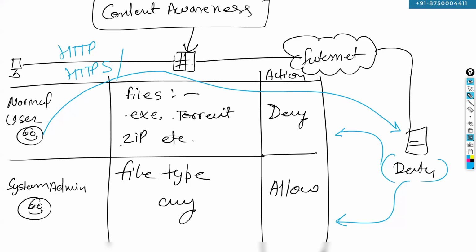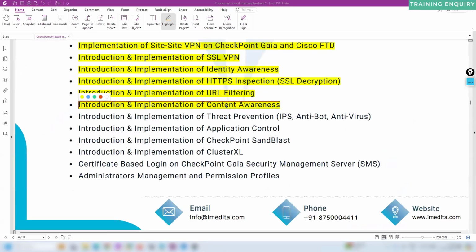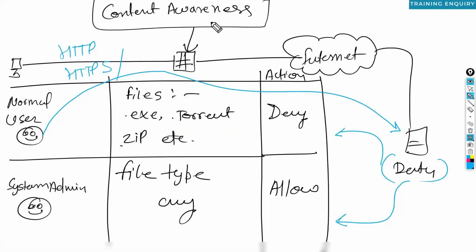So before deploying content awareness, it is recommended that you enable HTTPS inspection so that you can deploy this profile or blade for all kinds of traffic, for plain text traffic as well as for encrypted traffic. With the help of content awareness, you can allow or deny the content which will be downloaded or uploaded by the user. File formats, some file formats are in front of you.